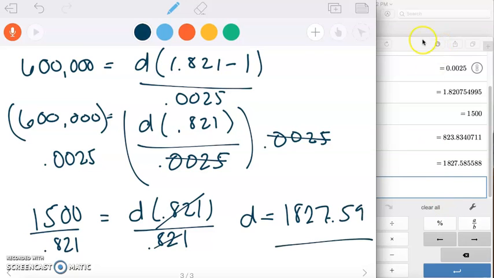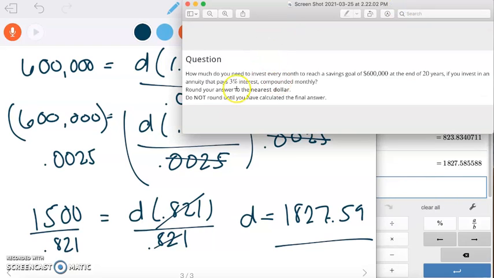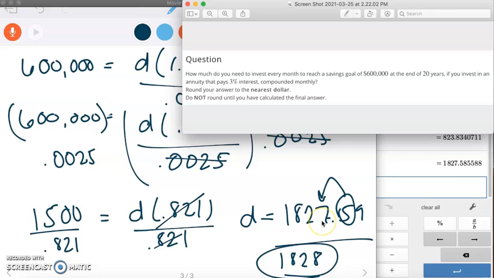Now let's go see where we needed to round this. It says round your answer to the nearest dollar. Remember, this makes this round up. So we would say that our final answer is 1828. And it says do not put a dollar sign in your answer. So I think I said that in the actual problem where you input it. So in this example, our final answer would be 1828. So that's how you do this type of annuities problem. If you have any questions about that or anything else, let me know.